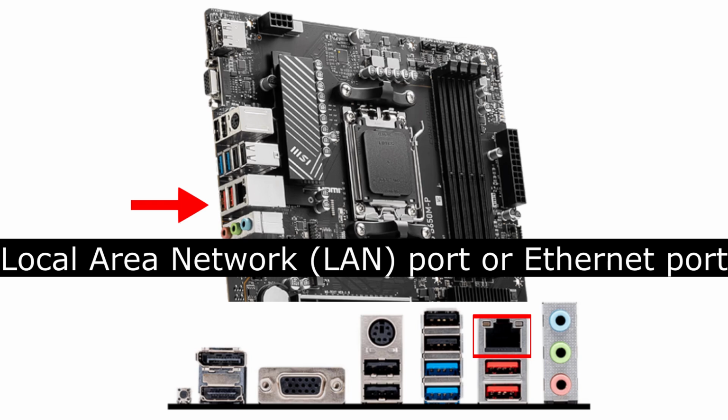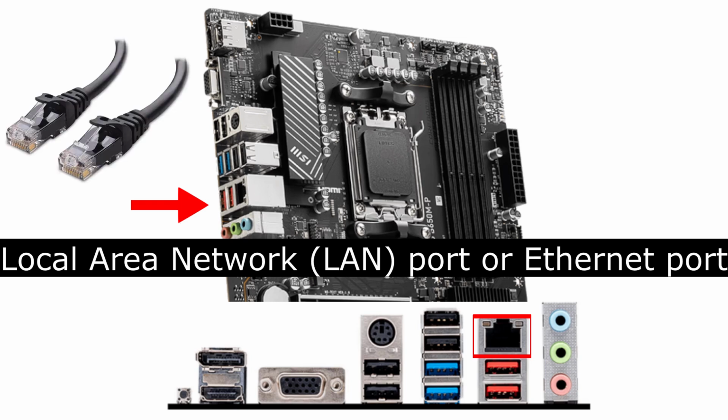Seventh is the LAN, Local Area Network port, also called an Ethernet port. This port is for a LAN or Ethernet cable, which is used for connecting your computer to the internet without using Wi-Fi. This means that you have a wired internet connection instead of wireless, which requires a different component.